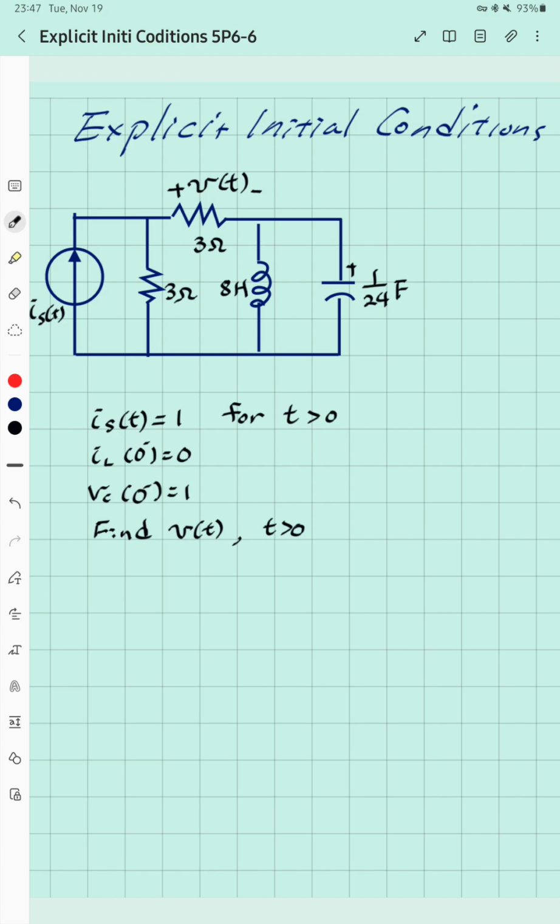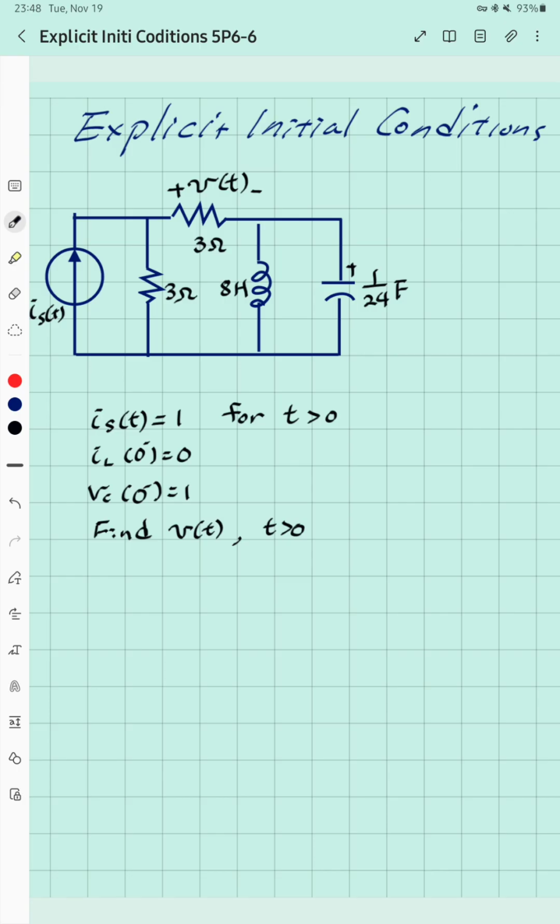So it does have initial conditions. I of S equals 1 when t is greater than 0. And the initial condition for IL, the current through the inductor, is actually 0. And V of C, the voltage across the capacitor on the right, had a value of 1.